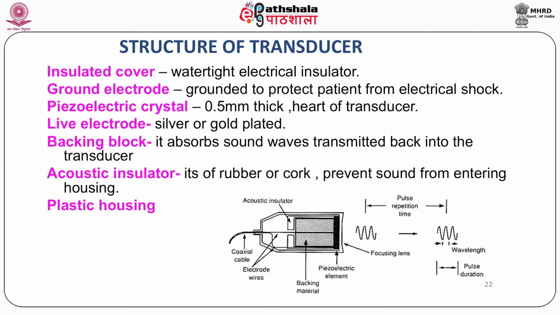The backing block or backing layer is generally made up of tungsten and rubber powder embedded in epoxy resin. The matching layer is a mixture of aluminum powder and epoxy resin, used for efficient energy transfer between the transducer and the patient. The thickness of the matching layer is a quarter of the wavelength of the sound wave in the matching layer. As you can see here, this is the diagram of the structure of a transducer.